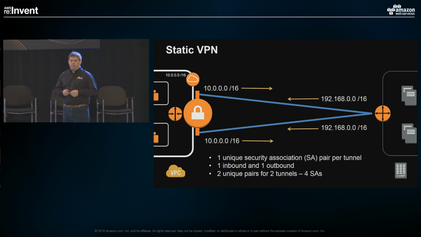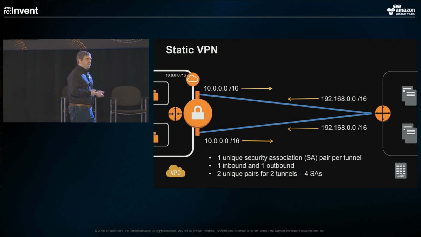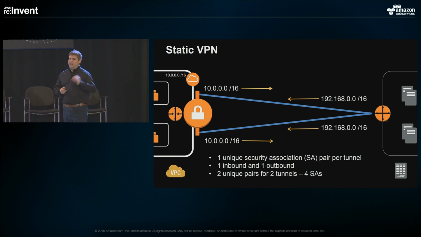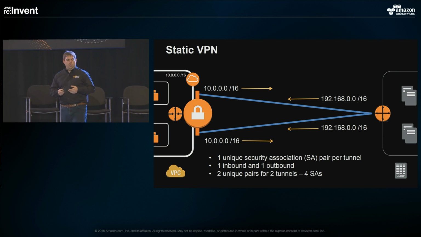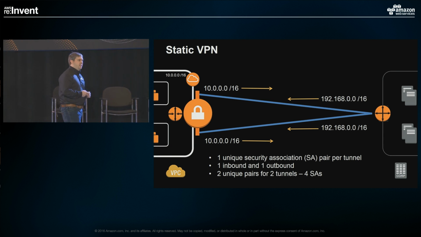So you're going to define that. On the right-hand side here, you've got your corporate infrastructure, your data center, and perhaps it's 192.168/16. On the left-hand side, we have our VPC and our two endpoints for the virtual private gateway. And the VPC in this case is 10/16. Now you'll notice here that you can only have one unique security association pair per tunnel. So that's fine in this setup that we're showing here.